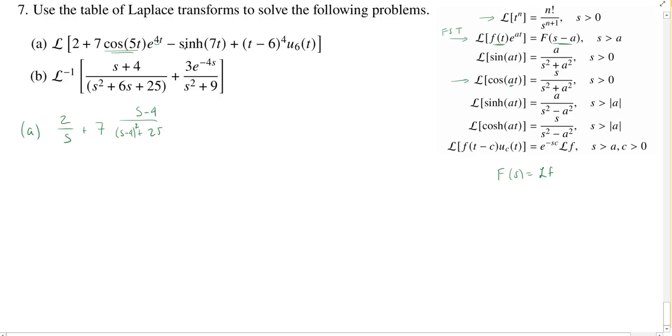All right, then we have a hyperbolic sine. That just comes from this line in the table, so I'll have minus. What's my a? My a is 7, so I'll have 7 over s squared minus 7 squared, which is 49.